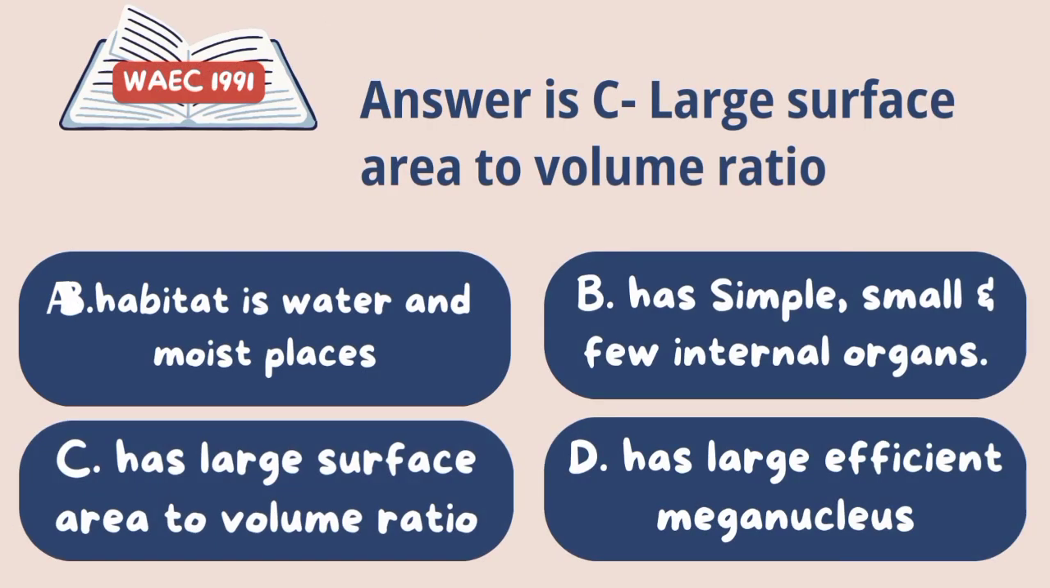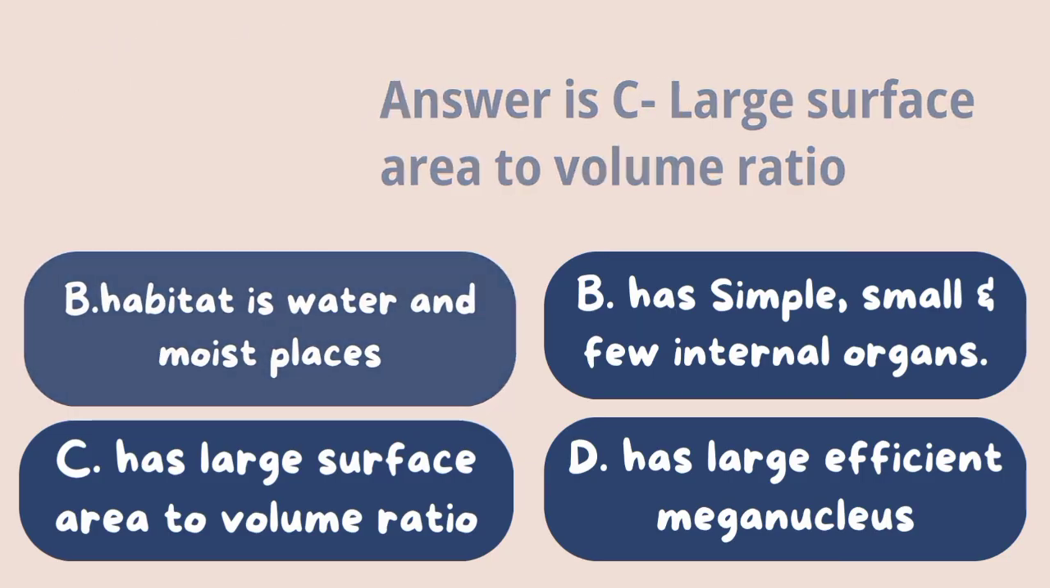The correct option is C. It has a large surface area to volume ratio. This facilitates easy diffusion in and out of the cell. Option A is wrong because not all aquatic habitats respire or excrete through diffusion. Option B is also wrong because it does not have any internal organs, while option D is also wrong because the macronucleus is not for excretion, it is for reproduction.